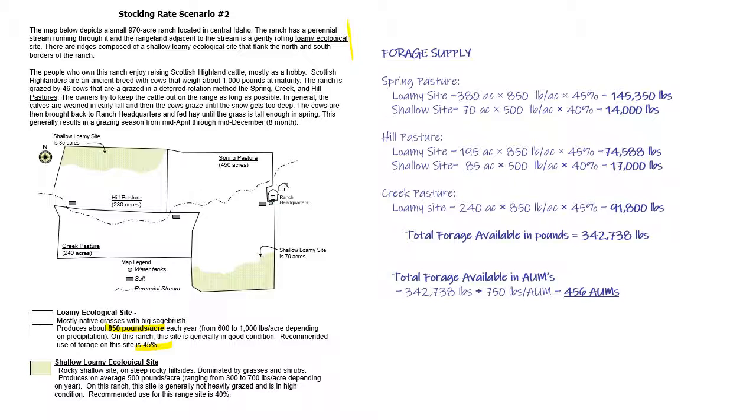Let's turn our attention to the forage demand. Forage demand in this system is laid out in the second pasture. These owners want to graze Scottish Highlanders. They're a little smaller cattle, so they are actually about 1,000 pounds. So they're exactly what an animal unit would be, and they're grazed in the spring, the creek, and the hill pasture throughout the season, and the whole grazing season is 8 months. So they have 46 cows.